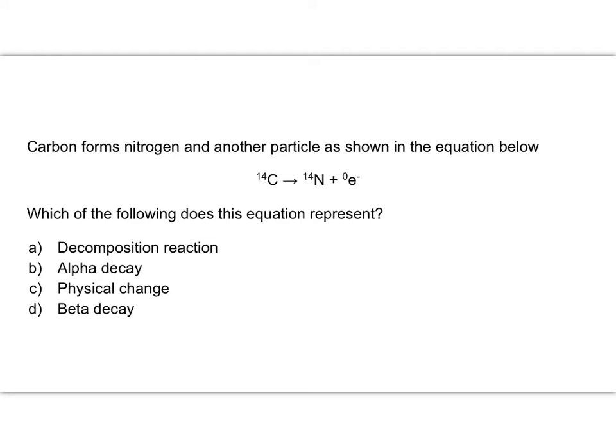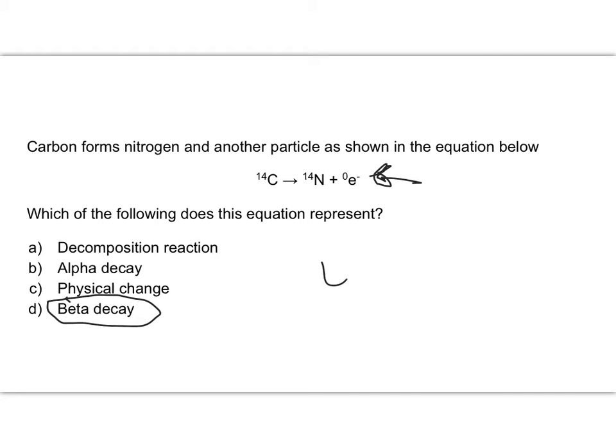Okay, what type of equation does this represent? Carbon becoming nitrogen and releasing a particle. So this is a nuclear reaction, and in this case, what we're looking for here is what is the particle that gets released, because that really defines the type of decay that we're working with. That little particle with no mass and a negative charge, which is essentially an electron, is called a beta particle, which means it's beta decay.